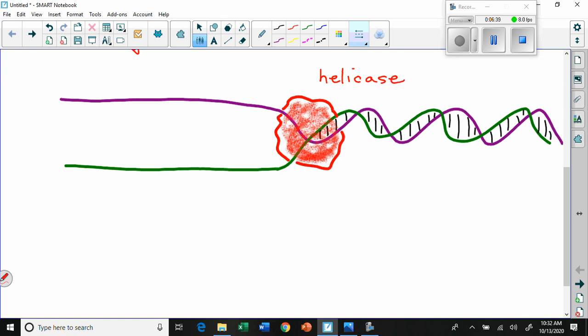And its job is to unwind the molecule. So helicase unwinds DNA strands. Okay.